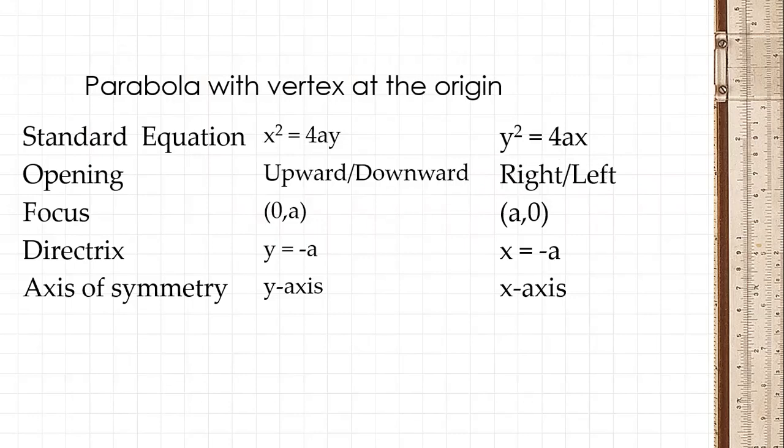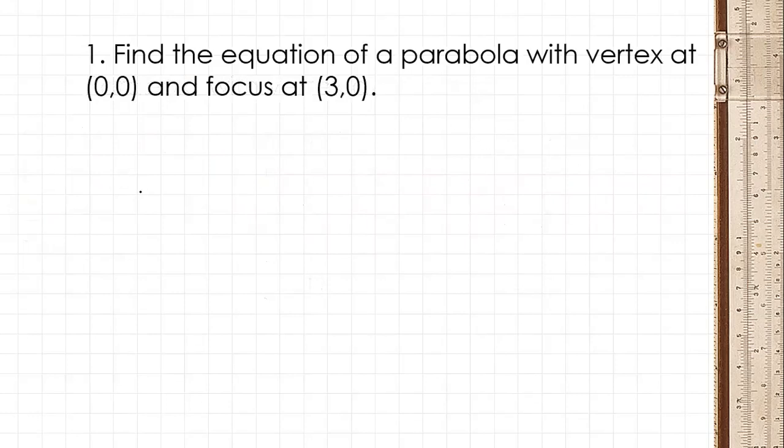Example: find the equation of a parabola with vertex at 0, 0, meaning at the origin, and focus at 3, 0. 1, 2, 3. We have our x, which is 3, and y is 0. Meaning the plot would be on the x-axis itself. And then this is the vertex.